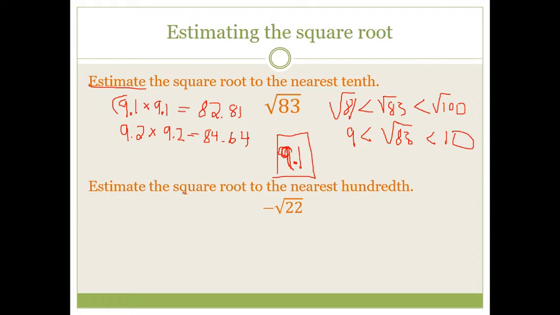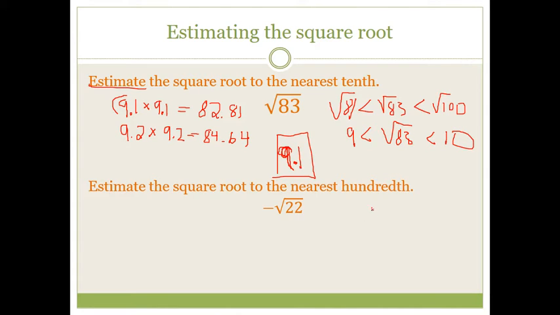All right, how about we estimate the negative square root of 22 to the nearest hundredth. So you can start going through the perfect squares in your head again. 4 times 4, that's 16. That's a little too low. We want it to be 22. 5 times 5, well, that's 25. That's a little too high.